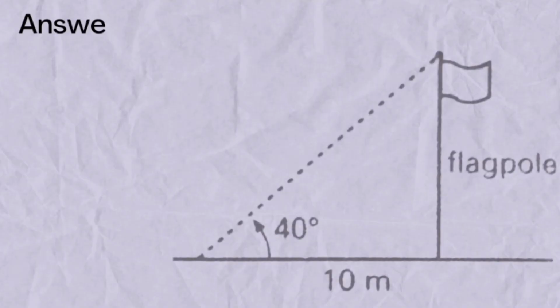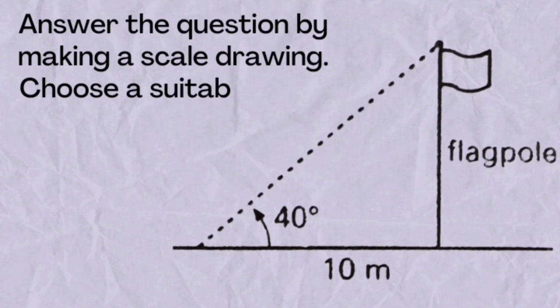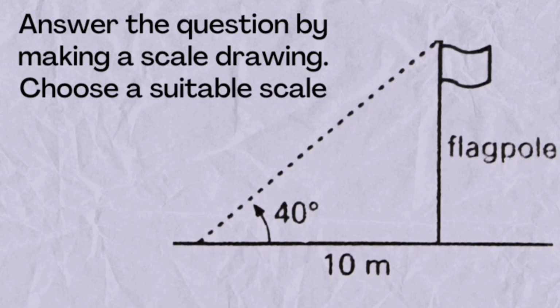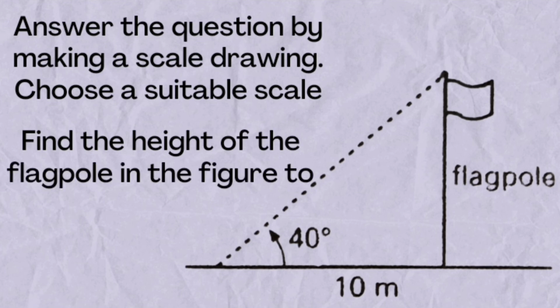Now take a look at this. Answer the question by making a scale drawing. Choose a suitable scale. Find the height of the flagpole in the figure to the nearest half meter. Do you remember how I said you should go about this? What you should do first is choose a suitable scale. If I was to solve this question, I will choose a scale of 1 centimeter to 2 meters.